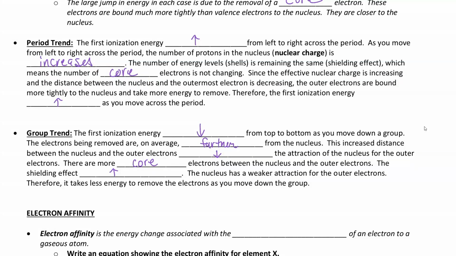Okay. Do we understand how this pattern works? If we're talking about a period, we're going to talk about the increase in the number of protons and how that increases attractive force. If we go down a group, we're going to talk about more core electrons and distance from the nucleus. As those two things increase, the force of attraction decreases, and that affects your trend.